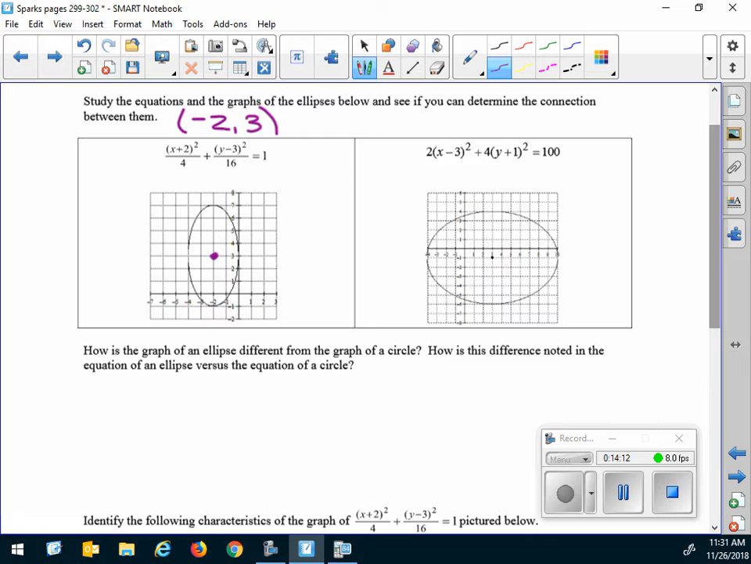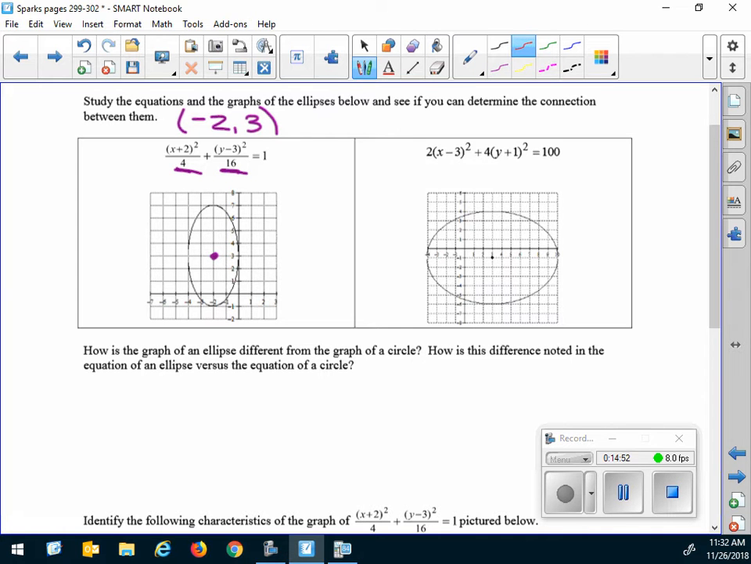Now, I want you to pay attention to this. Do you see the 4 and the 16 under there? I want you to look at the length of the major axis and the length of the minor axis, and see if you can figure out the relationship between those lengths and these two numbers. So what? Squared. Subtract 1 from the length?